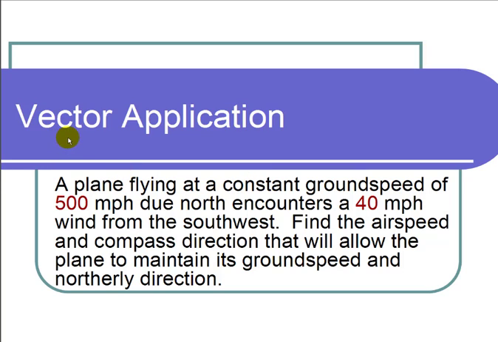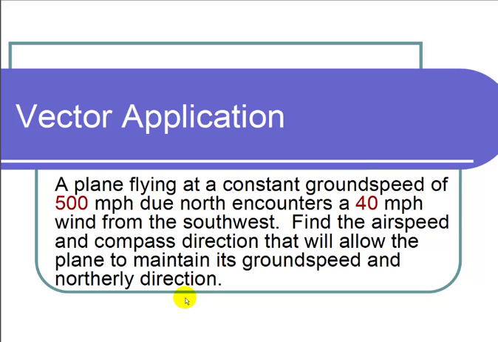This is a video on an application of vectors. The question states, a plane flying at a constant ground speed of 500 miles per hour due north encounters a 40 mile per hour wind from the southwest. Find the airspeed and compass direction that will allow the plane to maintain its ground speed and northerly direction.